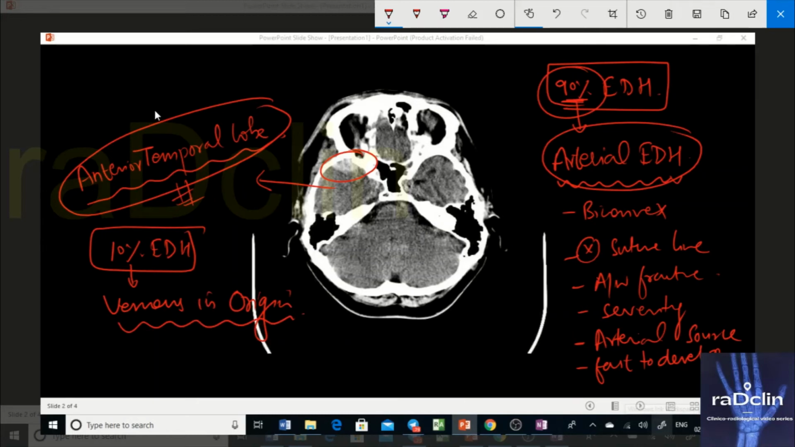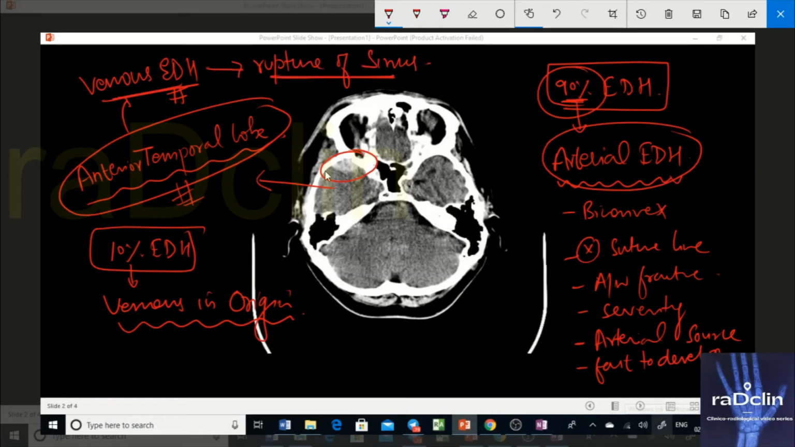Okay, so this anterior temporal EDH that I have shown you is a venous EDH. It's not an arterial EDH, it's a venous EDH. So it happens due to rupture of a venous sinus that is present here. So we have a venous sinus in the anterior part of the temporal lobe. I'm showing this sinus here. The name of the sinus is the sphenoparietal sinus, present in this location.